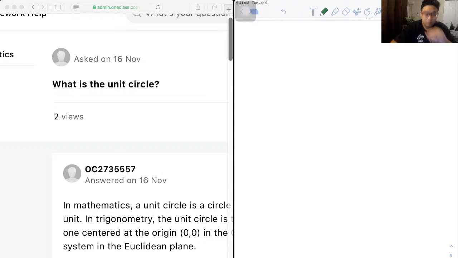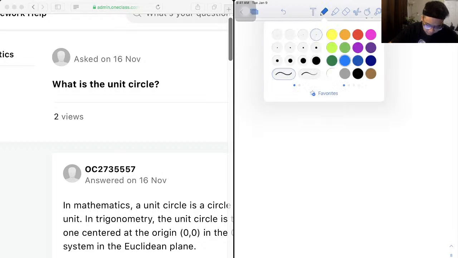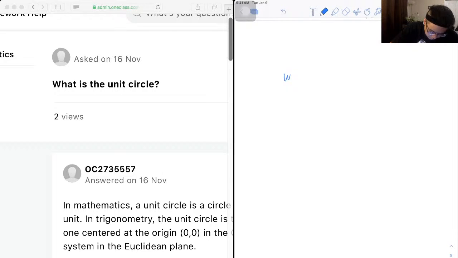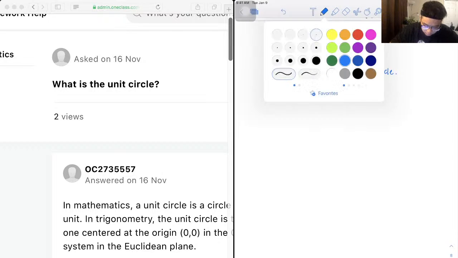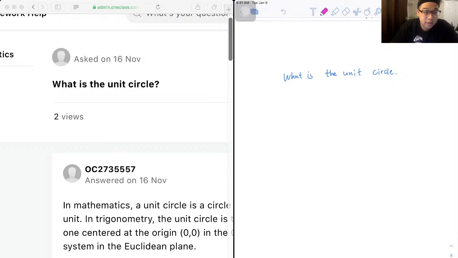All right. So our next question is asking us, what is the unit circle? So in mathematics, a unit circle is a circle with a radius of 1 unit. So let's write down the keyword: radius of 1 unit.